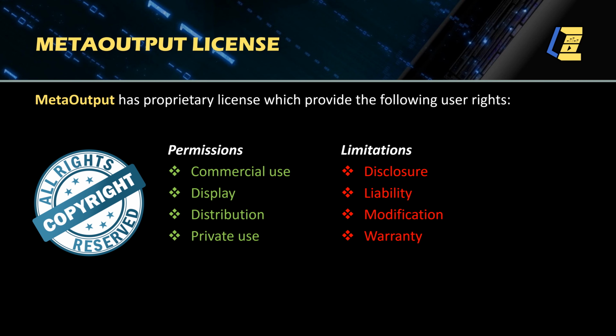MetaOutput license. MetaOutput has a proprietary license which provides the following user rights. Permissions. Commercial use. Display. Distribution. Private use. Limitations. Disclosure. Liability. Modification. Warranty.